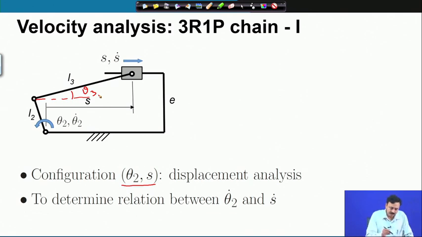The problem is now to determine the relation between theta 2 dot and s dot. The displacement s is measured from this reference, and s dot is the velocity of the slider.